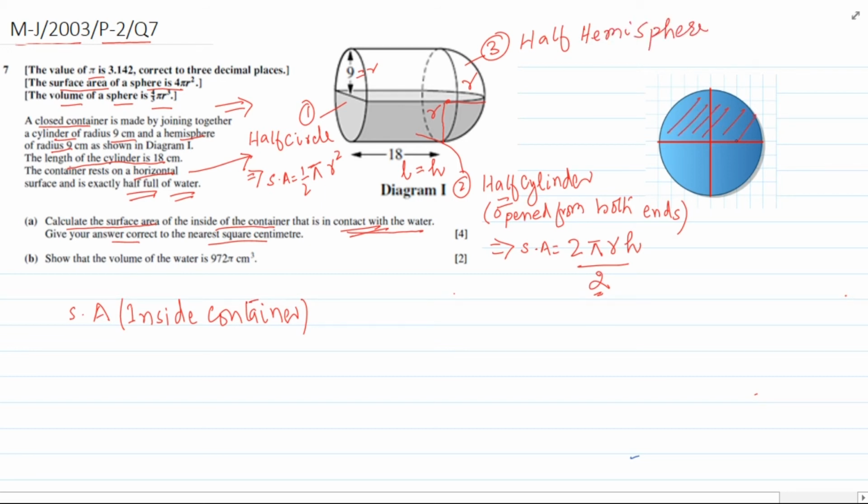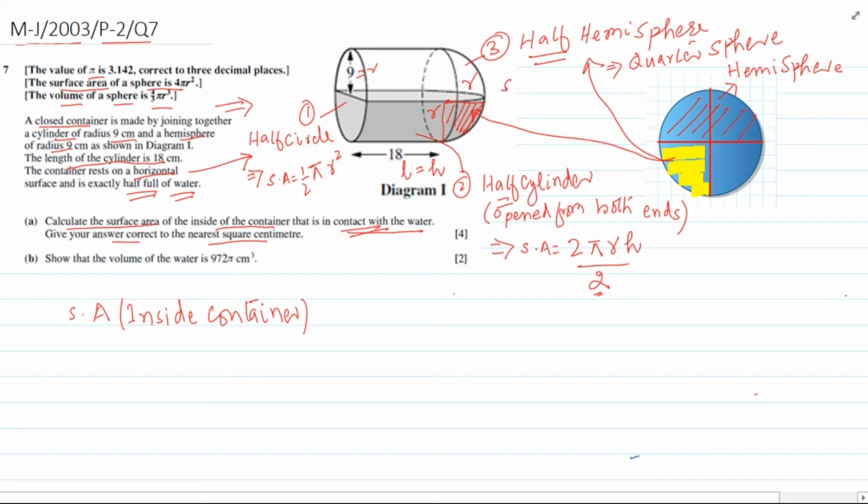Here a hemisphere is shown in blue, in which half of the hemisphere is shaded. The water is actually in contact with half of the half hemisphere, that is a quarter of the hemisphere, shown in the yellow portion, and it's also shown in the shaded portion of the hemisphere. The surface area is equal to 1/4 because of the quarter. The surface area of a sphere is 4πr², so a quarter is πr².